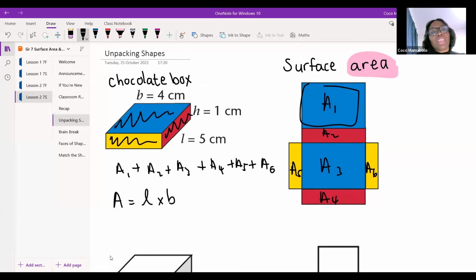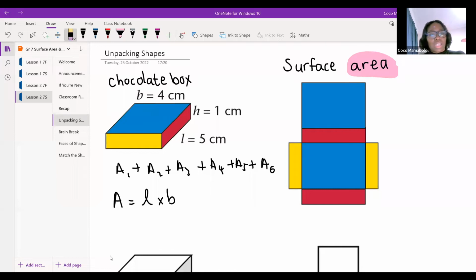Okay, and what I can do with this is I can look at each of these shapes and I can calculate the length of each of them. Somebody said area is length times breadth times height. Do not include the height, okay? The height is not part of area. Okay, only length times breadth.